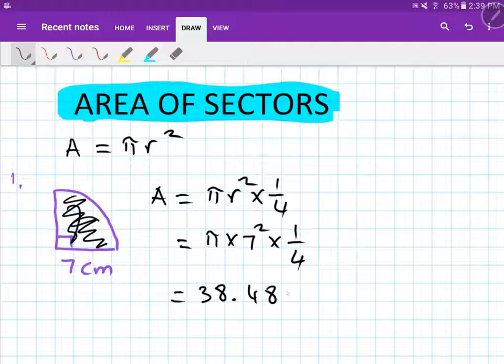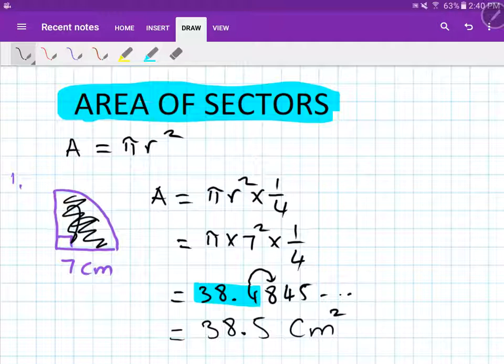38.48 and so on. Now, if I want my answer rounded to 1 decimal place, let's do the whole video in 1 decimal place, it makes it easier. So we want only up to 1 decimal place, which is 38.4. Before you write 38.4, you look at the number after 4. It's 8, which is greater than 5, so you add 1 to this. So your answer should be 38.5 centimeters squared.